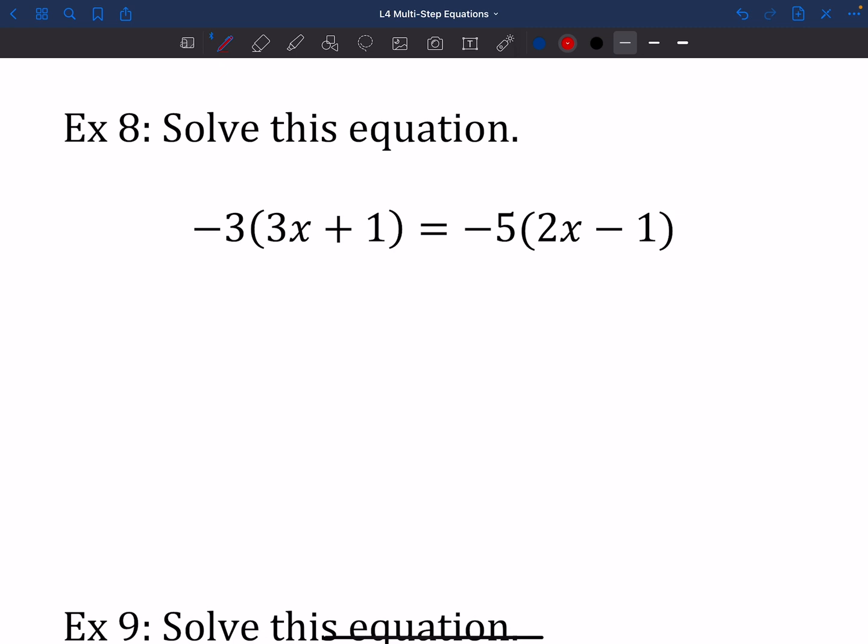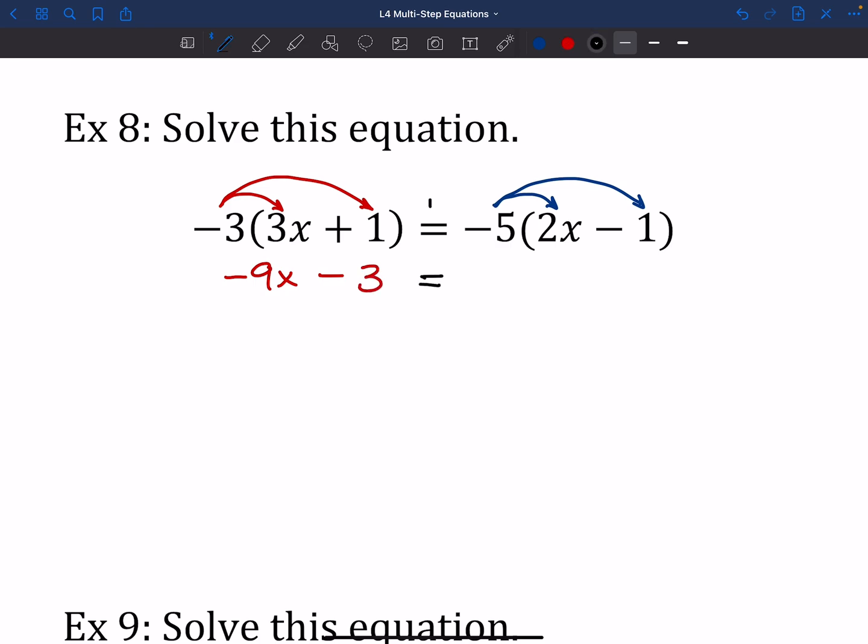I'm going to start off the same way. I'm going to distribute that negative 3 into that first set of parentheses, and this negative 5 into this set of parentheses. So over on the left-hand side, negative 3 times 3x is negative 9x. Negative 3 times positive 1 is negative 3.